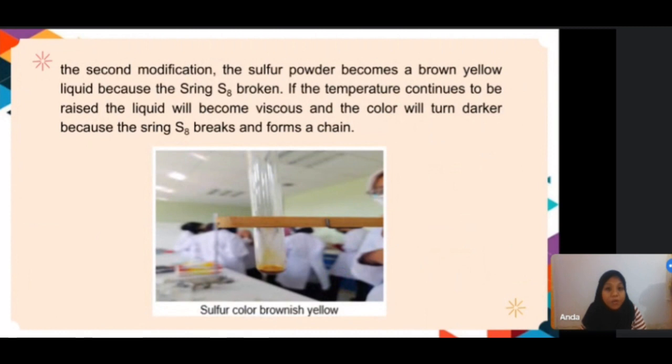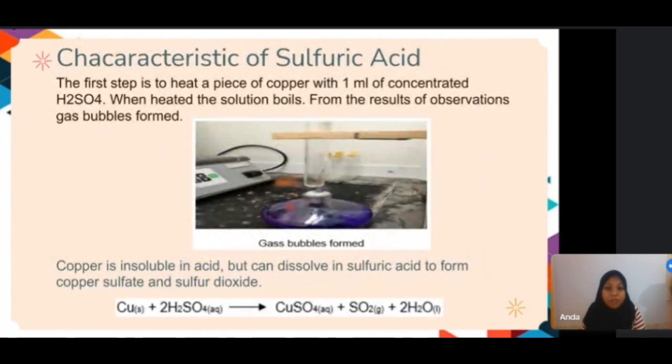The second modification: sulfur powder becomes a brown yellow liquid because the S8 ring is broken. If the temperature continues to be raised, the liquid will become viscous and the color will turn dark because the ring breaks and forms a chain. Sulfur color becomes brownish yellow. This is my picture.